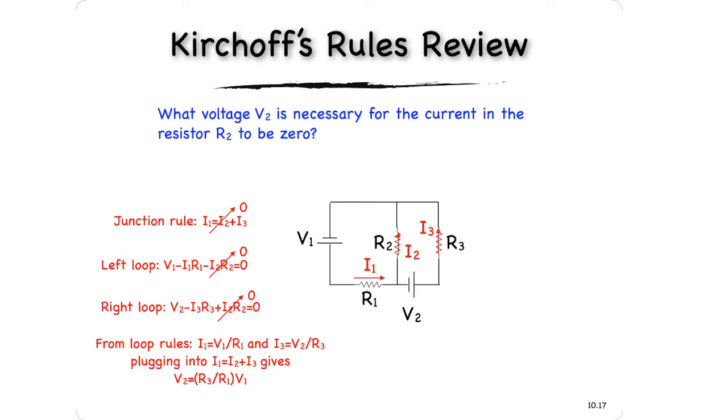Bella? R2 is not 0, but the question asks, what is the voltage where there's no current flowing through it? So I2 is 0. For the current through resistor 2 to be 0, we set I2 equal to 0 in these equations. So that was just from our physical constraint.